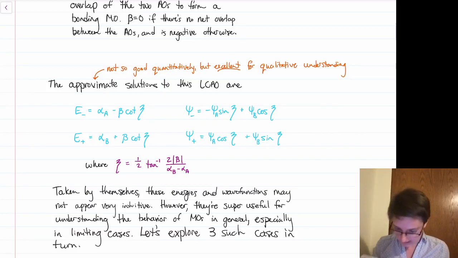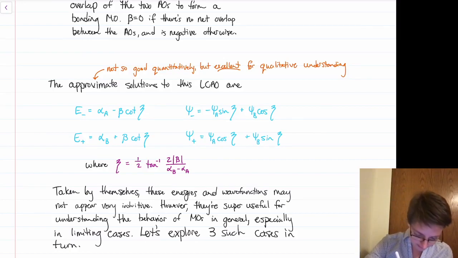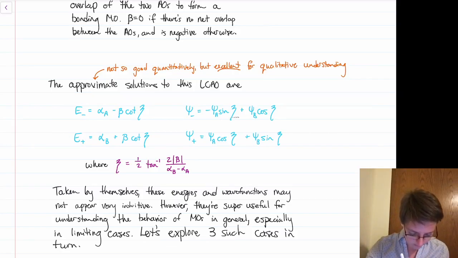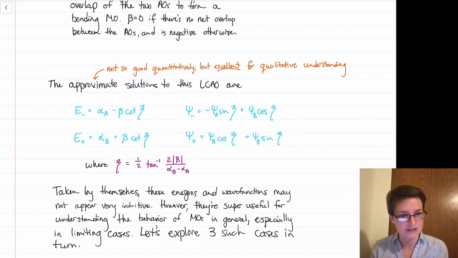Similarly, you'll notice that this zeta parameter comes into play because it tells us what our relative coefficients are between our antibonding wave function and bonding wave function: what fraction of the electron density do we expect to be related to atom A's wave function, and what fraction of the time is our electron spending its time on atom B. Taken by themselves, this set of expressions is not necessarily very intuitive, but it's really useful for helping us understand the behavior of these MOs in general.